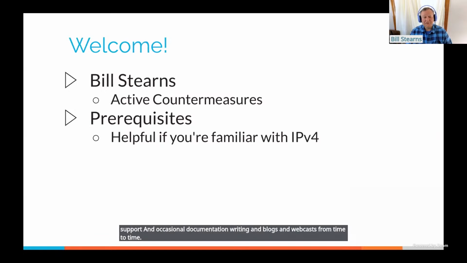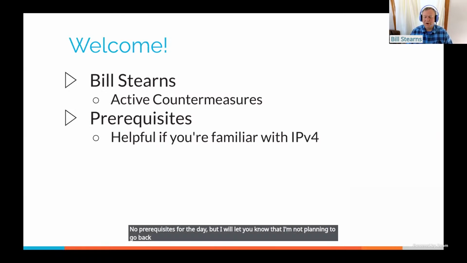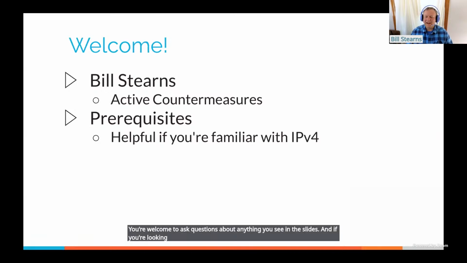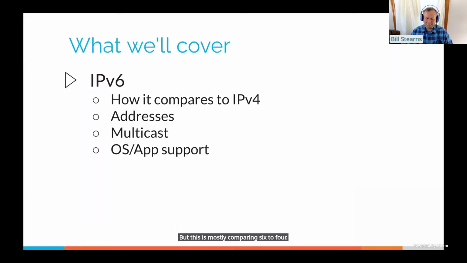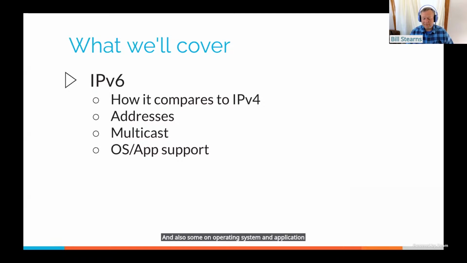No prerequisites for the day, but I will let you know that I'm not planning to go back too deep onto what IP version 4 is. You're welcome to ask questions about anything you see in the slides. And if you're looking at some IPv4 packet and can't quite figure out what this field is, you're welcome to ask over in Discord. But this is mostly comparing 6 to 4. We'll talk a little bit about the addresses used in IP version 6, a little bit about multicast and how we talk to multiple systems at the same time, and also some on operating system and application support for IPv6.